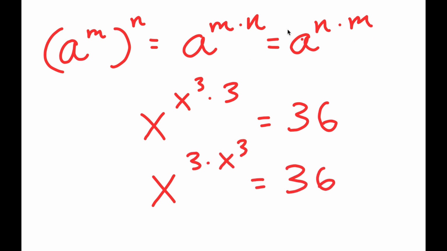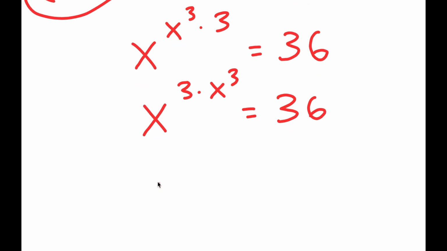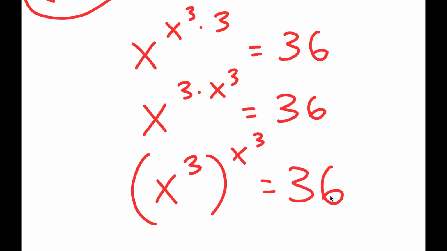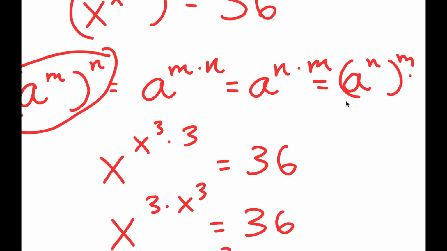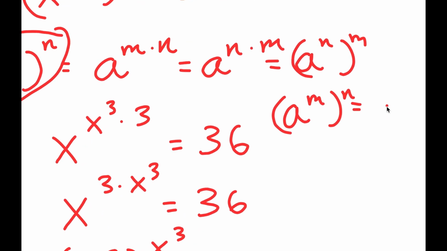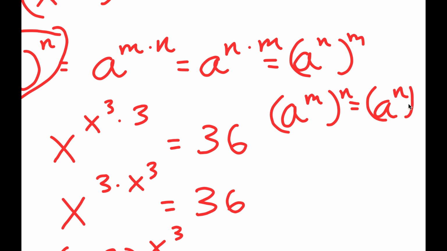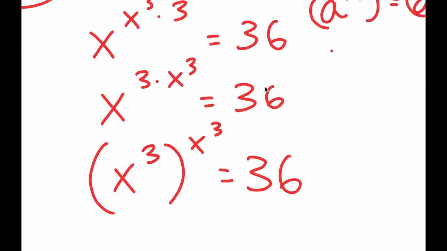Now, if this is true, then I can actually put this back into this form because both of these are equal to each other, meaning I can write this as x to the power of 3 to the power of x to the power of 3. So this is also the same thing as a to the power of n to the power of m, meaning a to the power of m to the power of n is equal to a to the power of n to the power of m. So just remember this property and you're fine.